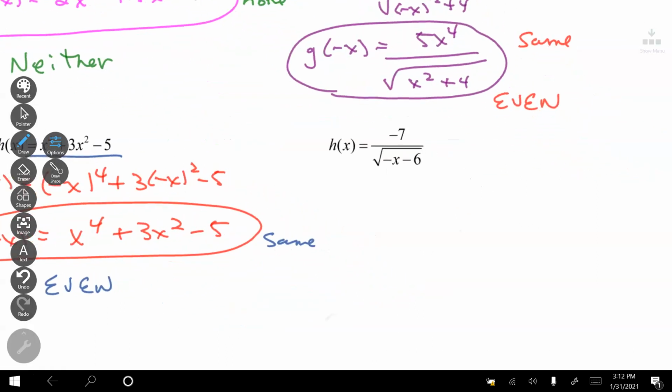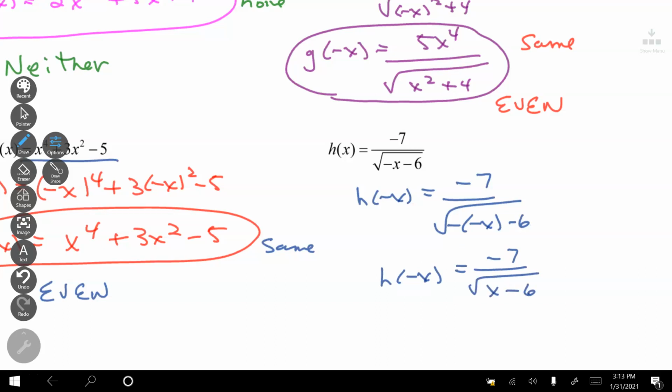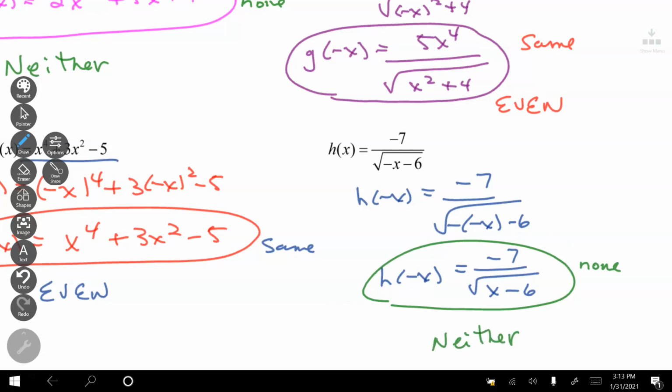And then I get this last one. I do h of negative x. I get negative 7 over the square root of negative x minus 6. And I clean it up, and I get negative 7 over the square root of positive x minus 6. And I notice it is not the same as the original. It's not the opposite. It is none of the above. So my symmetry is neither. Okay, that's the even, odd, neither game.